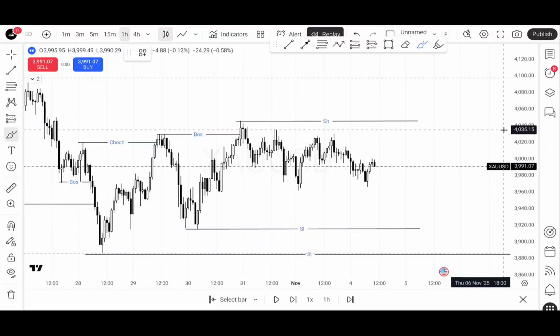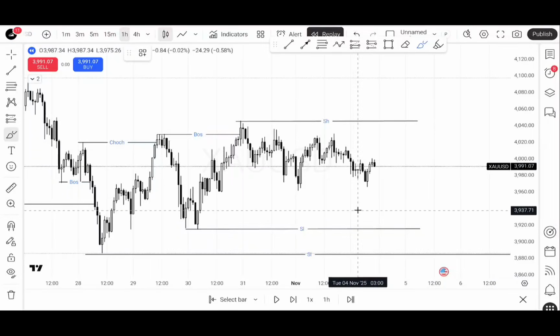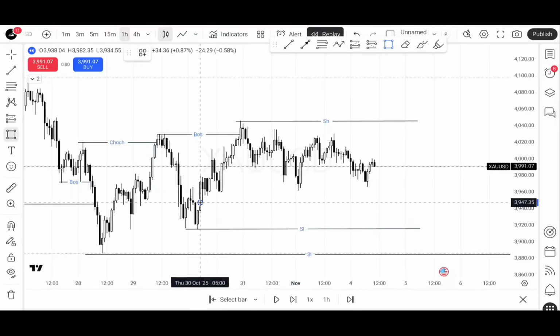Now, what are the criteria for knowing a very valid point of interest that is going to play out? Number one criteria is that a point of interest must have a fair value gap. You can see that in this scenario we have this point of interest here, we have a fair value gap here. This is actually a fair value gap, the distance between the wick of the first and the third candle of a particular scenario.